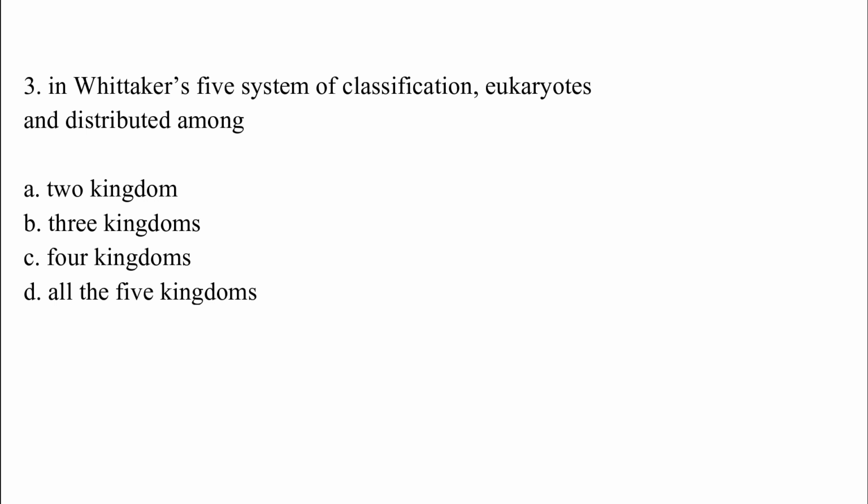In Whittaker's five kingdom system of classification, eukaryotes are distributed among option A, two kingdoms, option B, three kingdoms, option C, four kingdoms, option D, all the five kingdoms. The correct answer is option C, which is four kingdoms.